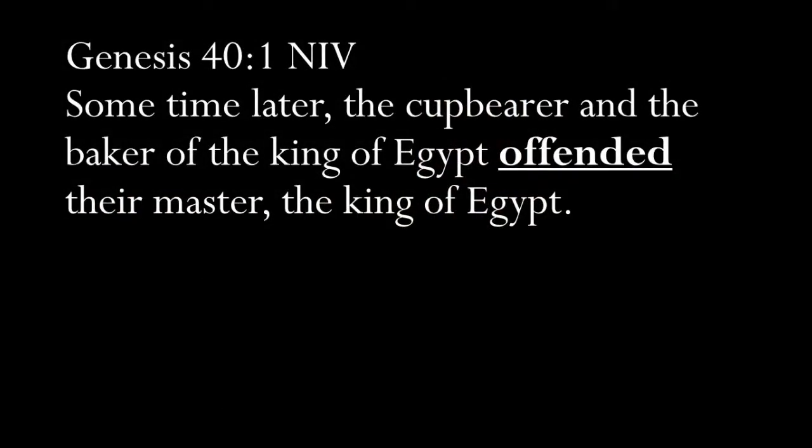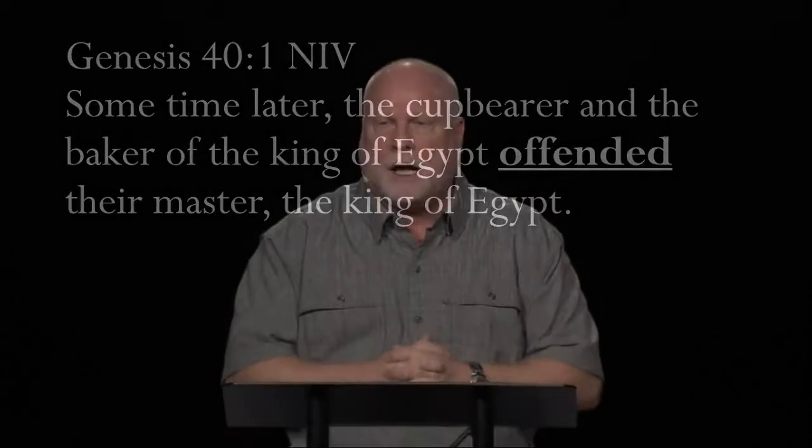Let's get back to the story. Look at verse number 1 again. "Some time later, the cupbearer and the baker of the king of Egypt offended their master, the king of Egypt." Now, the word offended is translated from the Hebrew word kata, and it simply means to sin. We're not told what sin they committed, but it must have been serious enough to put them into prison, because that's exactly what happened.